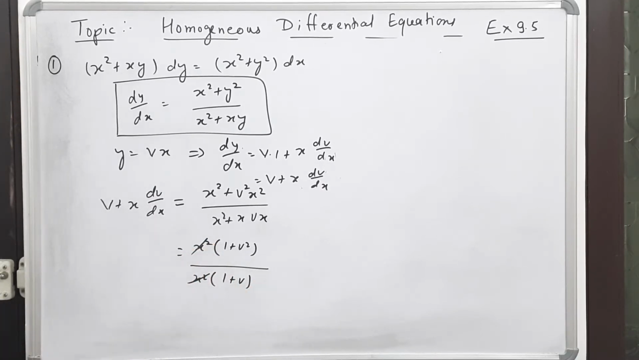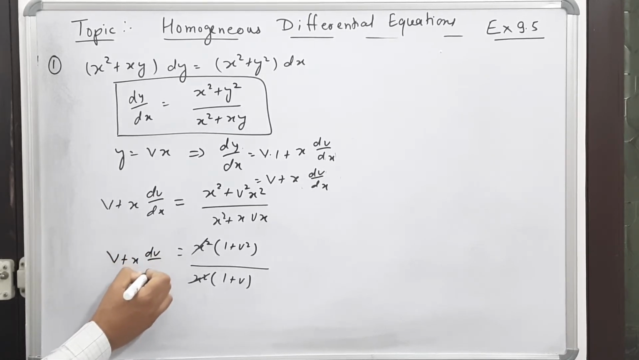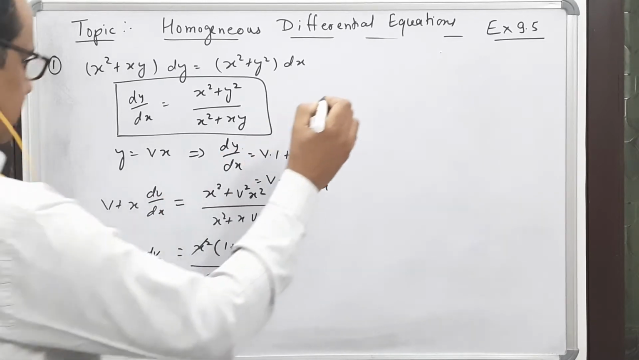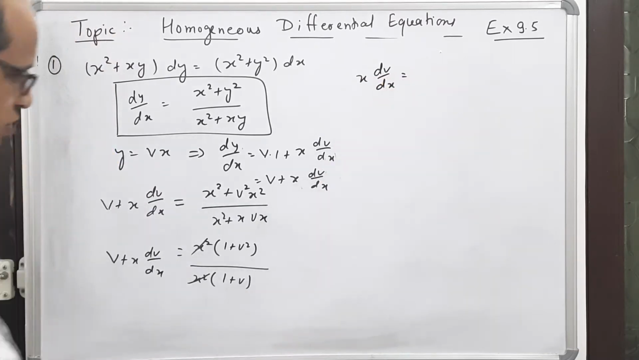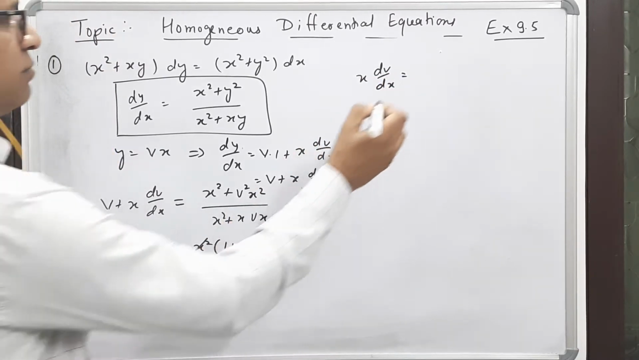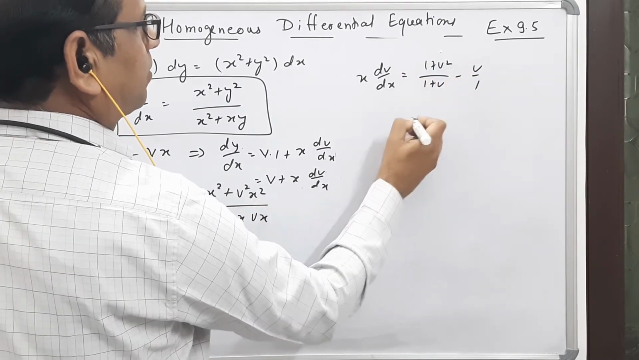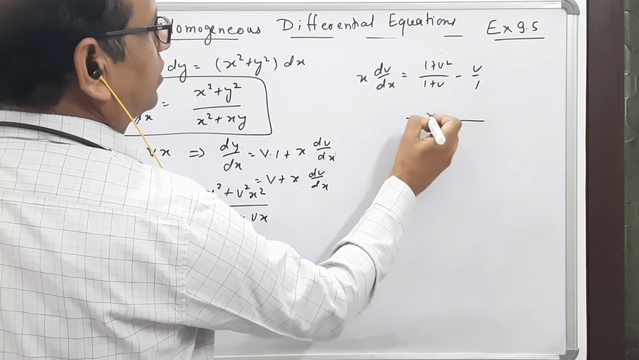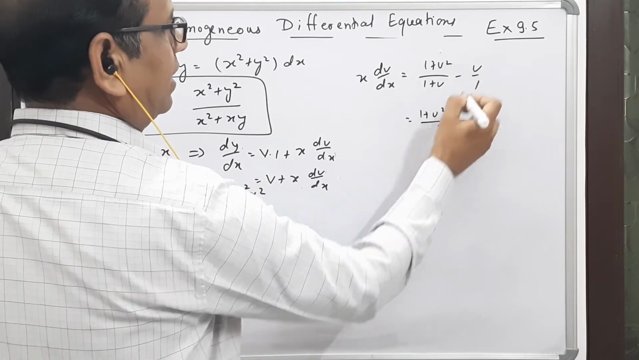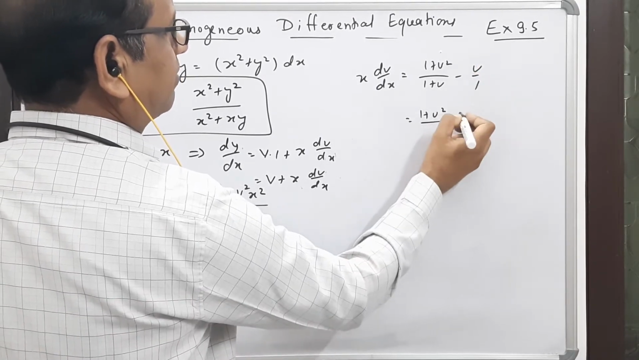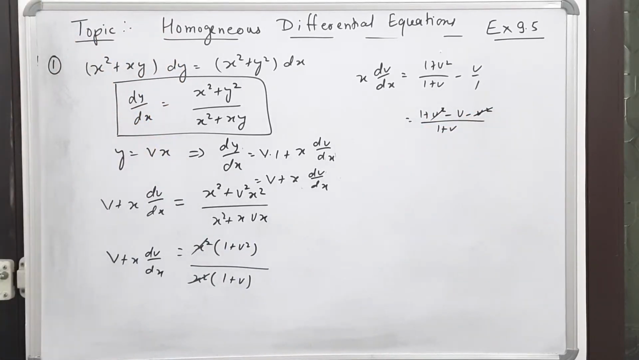This x square and x square cancel, and here it is v plus x dv by dx. Now we will transfer this v to that side. So x dv by dx equals 1 plus v square upon 1 plus v, minus v upon 1. So the LCM is 1 plus v. So 1 plus v square minus 1, minus this v will multiply by the LCM. So it is v minus v square. This v square and v square cancelled.